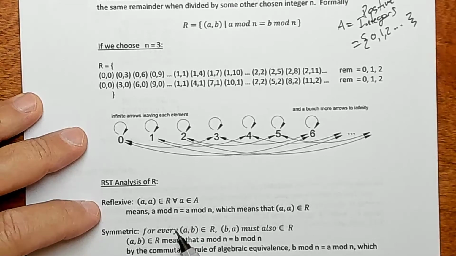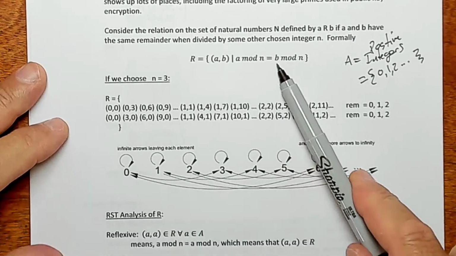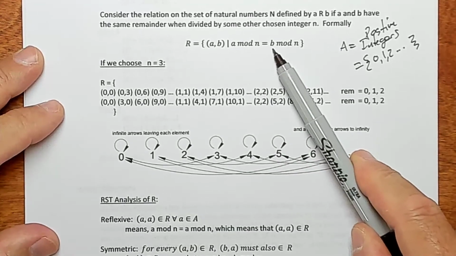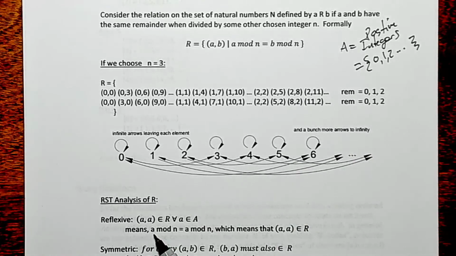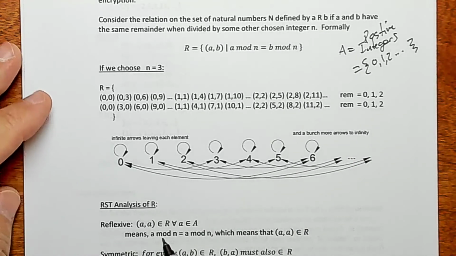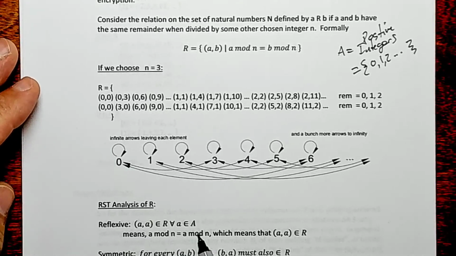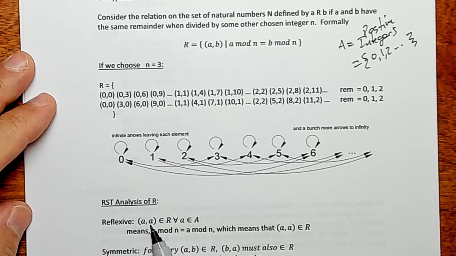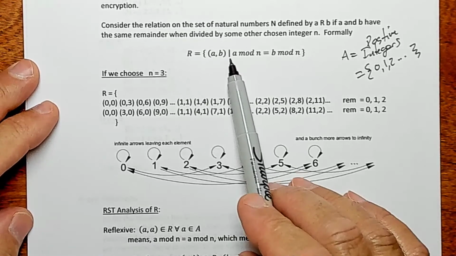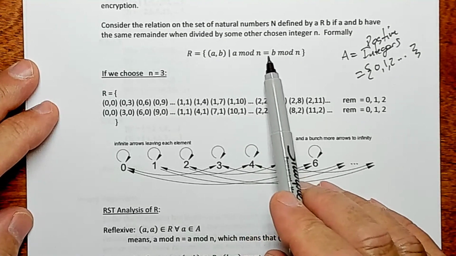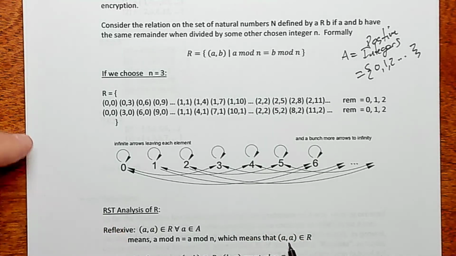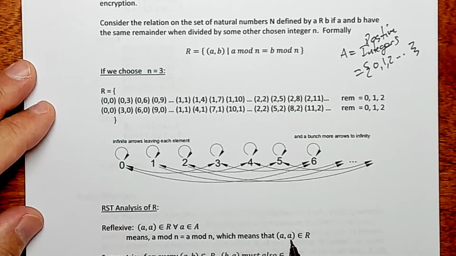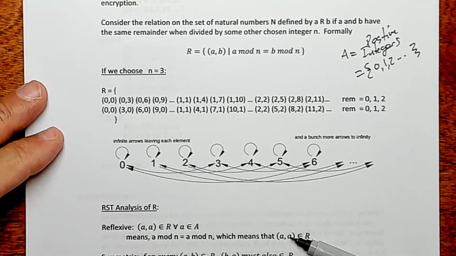So using the definition of this relation, you have to look at the algebraic expression and think about it that way. If (A, A) is in R, then you apply the definition, which just means A mod n equals A mod n, which algebraically just means that (A, A) is in R. That's the weakest one to explain, but that's it.